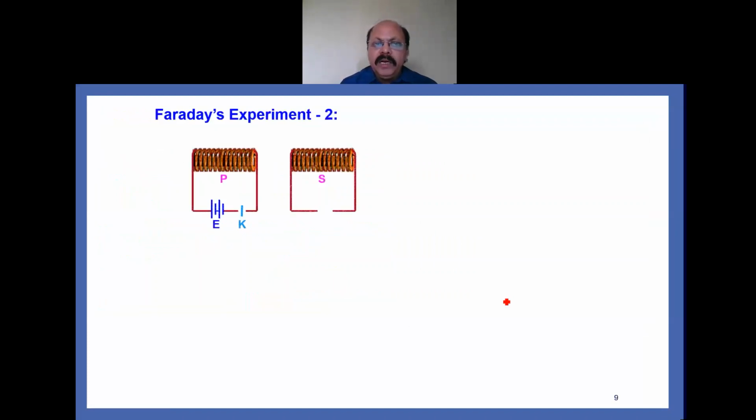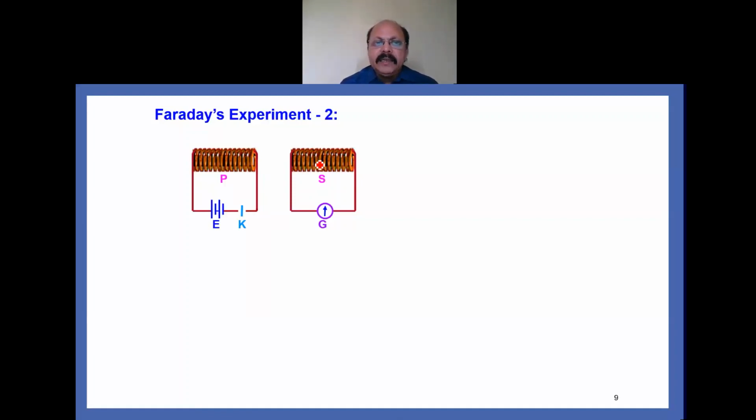Now in the animation part, you can see that at present I am taking two coils, named P and S, that we call primary and secondary. The primary coil is connected to a battery along with a key. The secondary coil is connected with a galvanometer. When the key is open, no current is flowing through the coil P. So there is no induction in the secondary coil, so no induced current in the secondary coil.